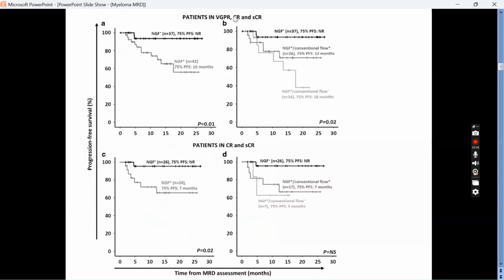Now you can see this Kaplan-Meier graph. Patients in CR and stringent CR who are next generation flow negative tend to have a relatively better survival compared to those patients who are NGF positive, who tend to relapse or have a poor outcome compared to those who are NGF negative. So though they are in CR or stringent CR, checking MRD by next generation flow cytometry will help you to predict the disease.